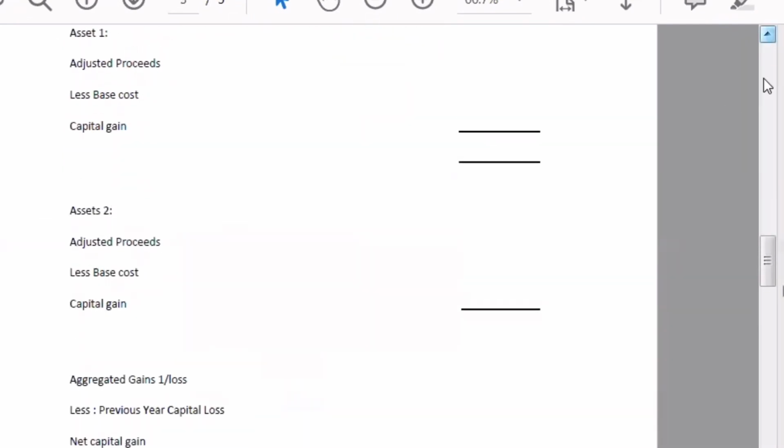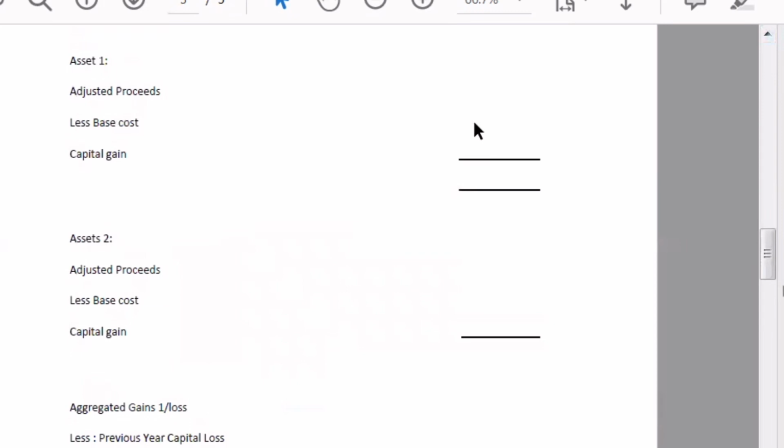Okay. Then you take that base cost and plug it here. Then you say adjusted proceeds less base costs. You get your capital gain. So that's your capital gain. It's a normal sale, right? You had a car that cost this much. You sold it for this much. You gained this much. That's capital gain.